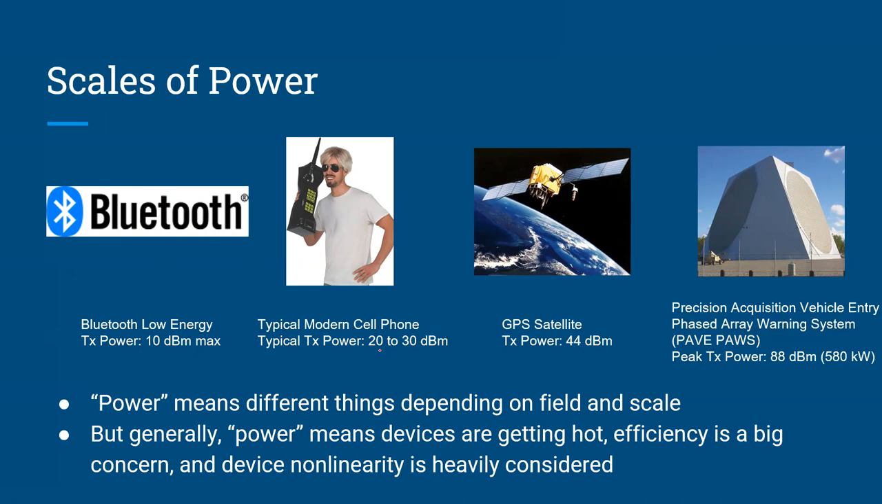And here we're talking 20 to 30 dBm. So that's around 100 milliwatts to a watt of power that a cell phone's transmitting to a base station. Okay, we're stepping up. Then we get to the GPS satellite.